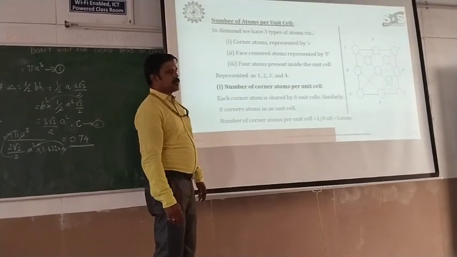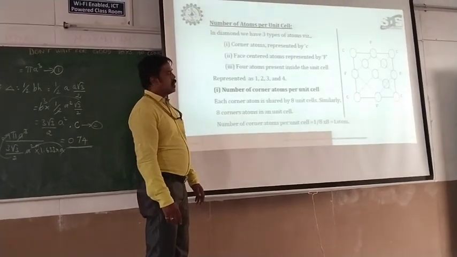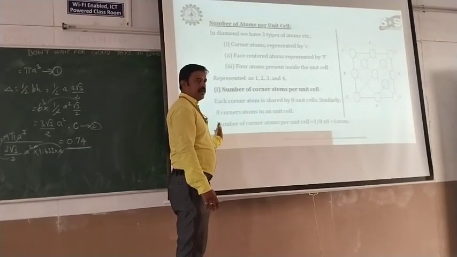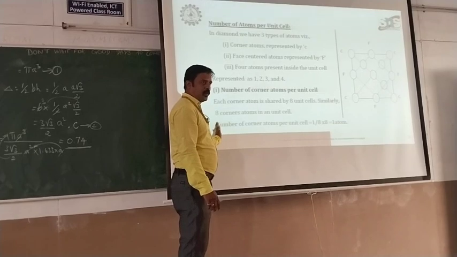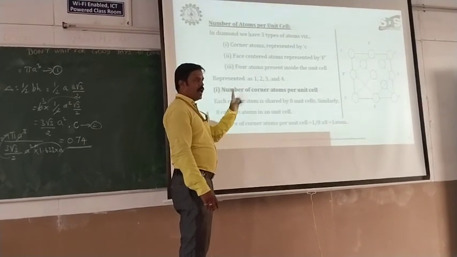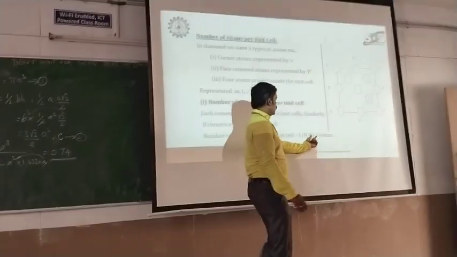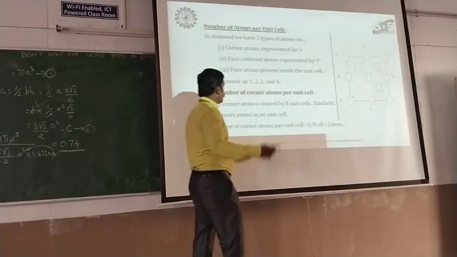So the types of atoms. Are you clear? First one, the corner atom. For the corner atom we get 1 by 8 into 8 equal to 1 atom. So the number of corner atoms per unit cell is 1. Right? Next one.